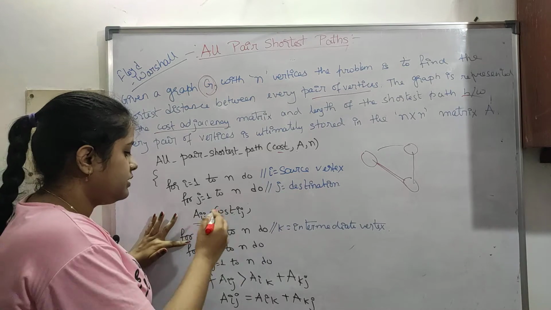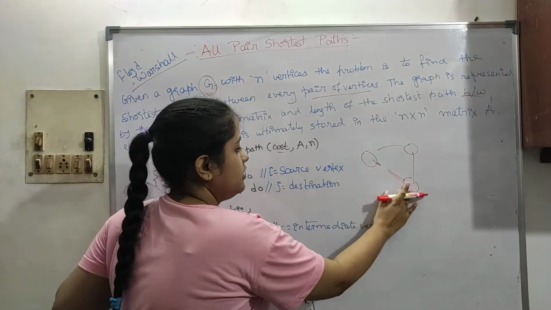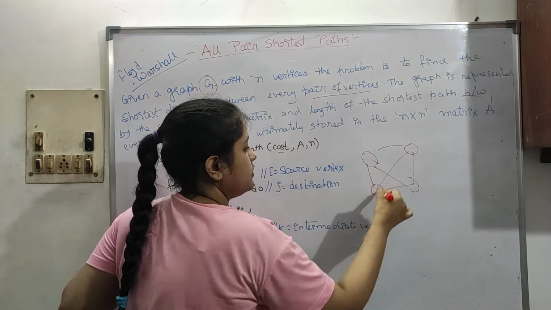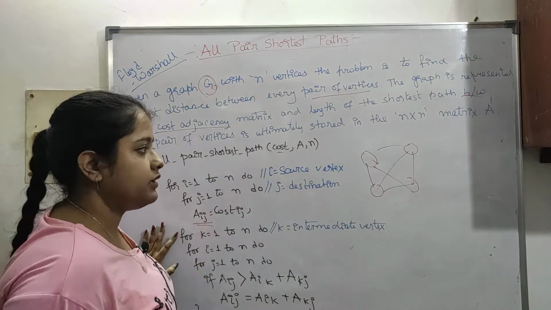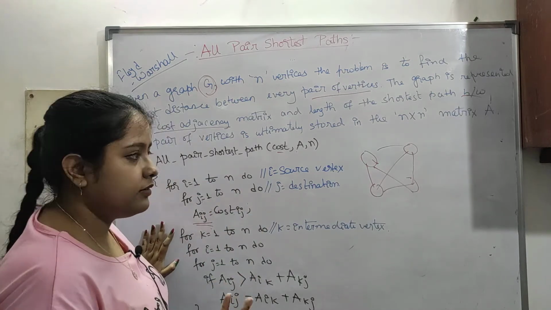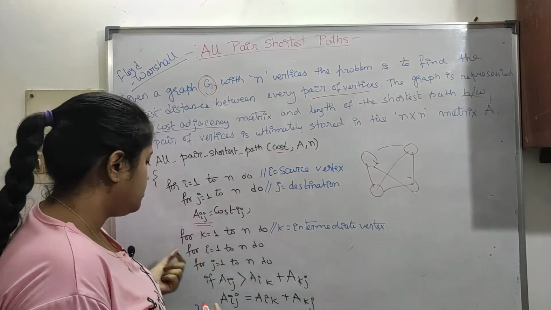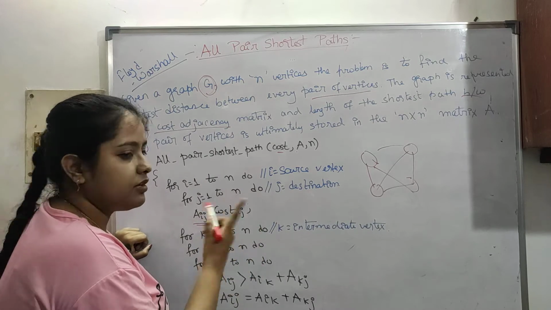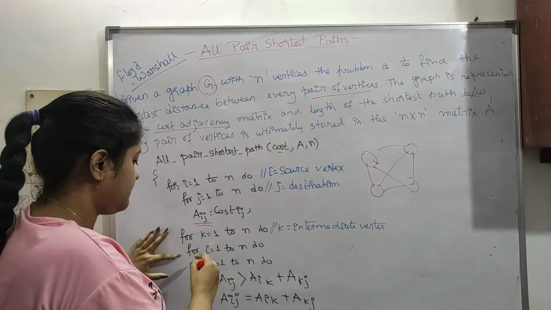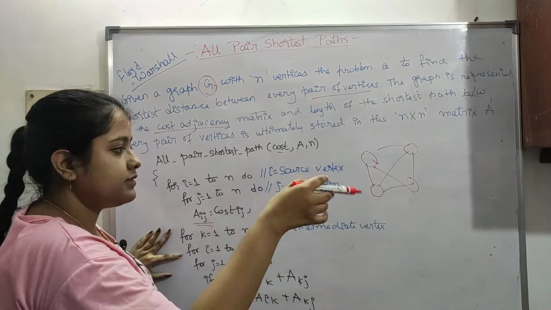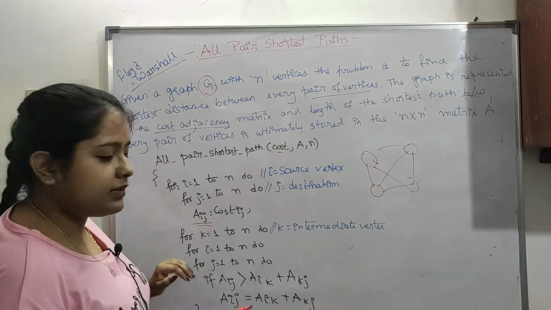Now, if we take an intermediate vertex, let's say there is another vertex like this. If we go via that vertex and can get something better than the previous cost, we take it, because we are trying to find the minimum cost. Let's say k is our intermediate vertex. So for k equals 1 to n, we will continue for every vertex, taking k as the intermediate one.